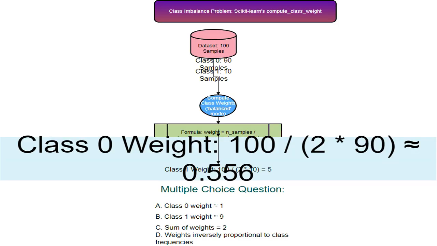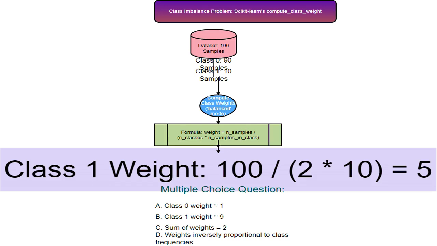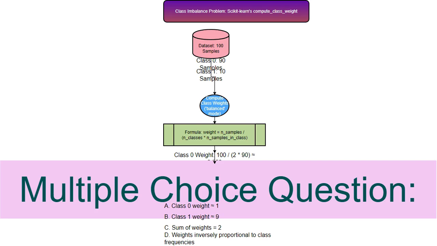This shows the calculated weight for class 0 using the formula. It demonstrates the application of the formula to the majority class. This is the calculated weight for class 1, the minority class, using the same formula. Note that the minority class receives a much higher weight. This sets the stage for a multiple-choice question based on the calculated weights.